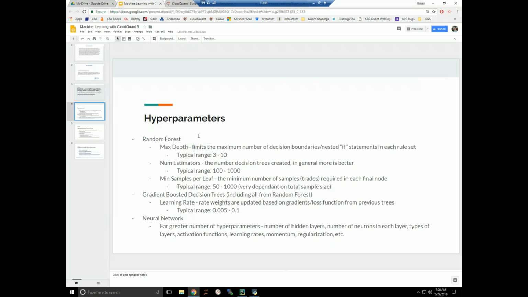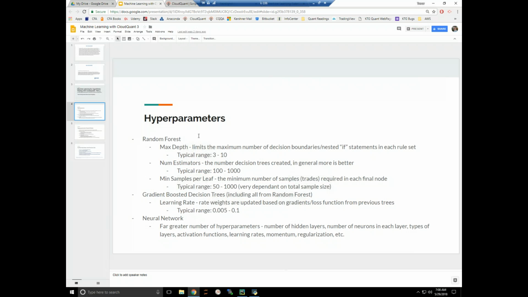If we had a maximum depth of 10, it could extend to something like: if average volume is less than X, if gap is less than Y, if our volume and price movement variable is less than Z, if also variable 4 is less than J, if average volume again is less than H.